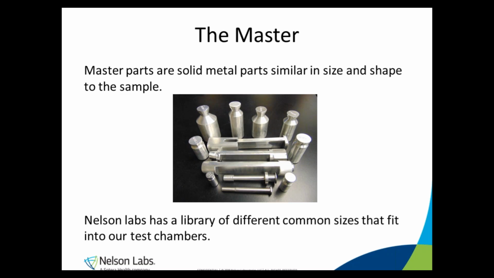If the master does not pass the test, then this indicates there's something wrong in the test system that needs to be removed or fixed before the samples can be tested. The master is our positive control for the test, and it must show no leaks in order for the test data to be valid. We have a library of different masters, and all these you see in the picture will fit into one of those test chambers.